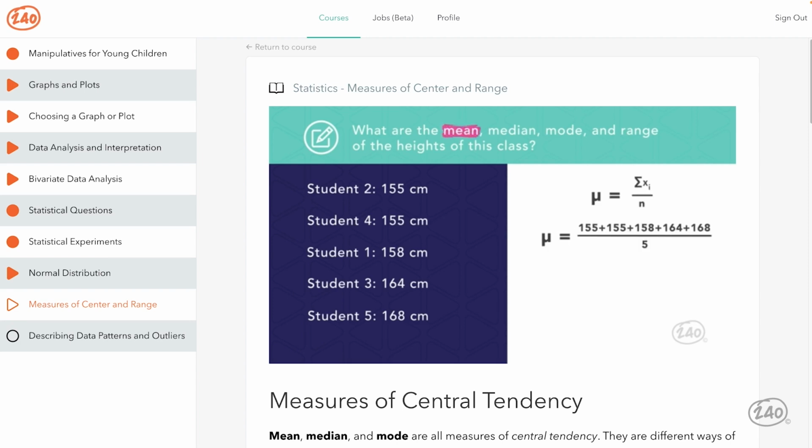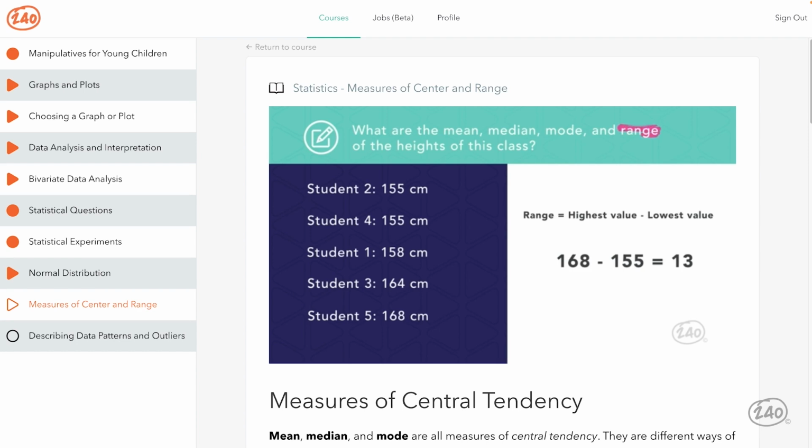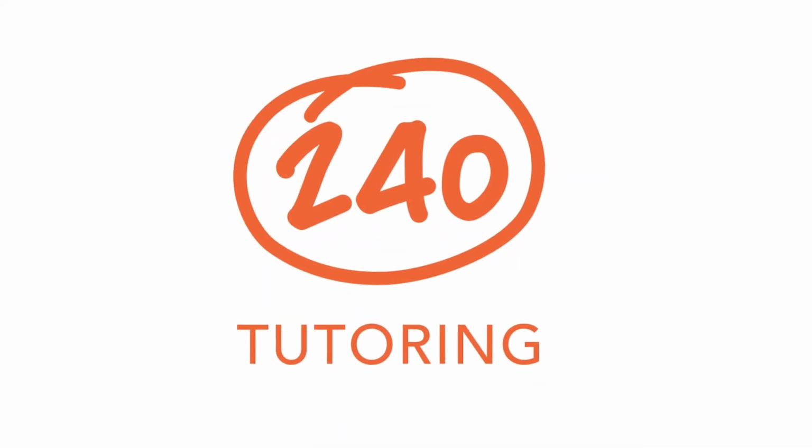To calculate the mean, first add these numbers together to get a total of 800. Then divide the result by the number of students measured, which is 5. This gives us a calculated mean of 160. The median is the middle number in our organized data set, which is 158. The mode is the most frequent number, which here is 155. And our range is equal to 168, the highest number, minus 155, the smallest, which equals 13.